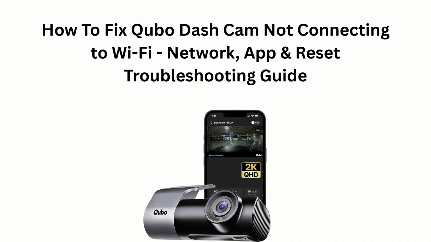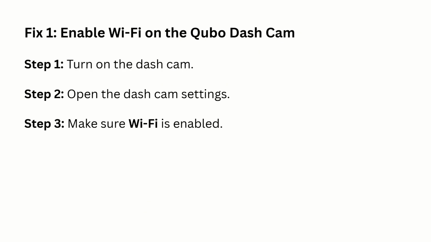Today in this video we are going to see how to fix Qubo Dash Cam not connecting to Wi-Fi, network, app and reset troubleshooting guide. Fix 1. Enable Wi-Fi on the Qubo Dash Cam. Turn on the dash cam and then open the dash cam settings. Now make sure Wi-Fi is enabled.